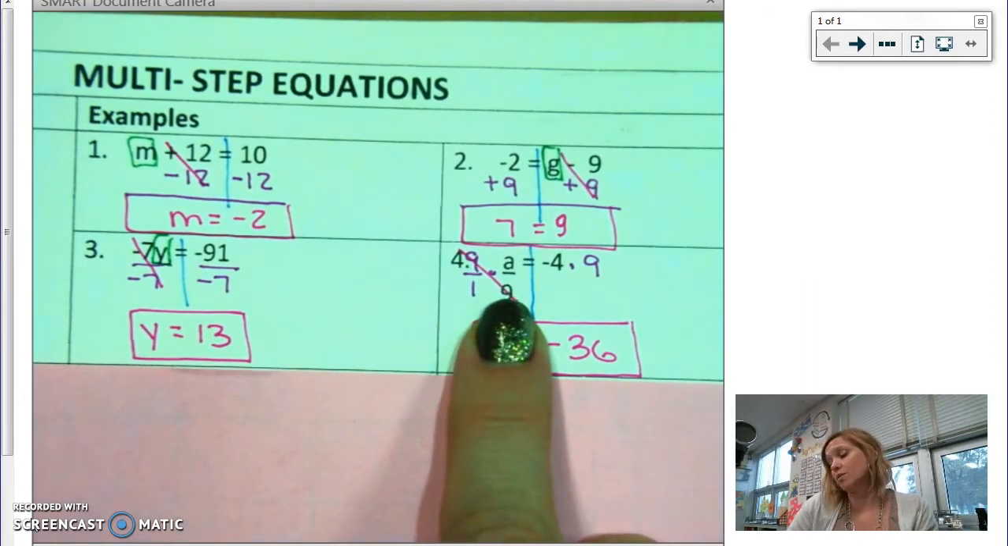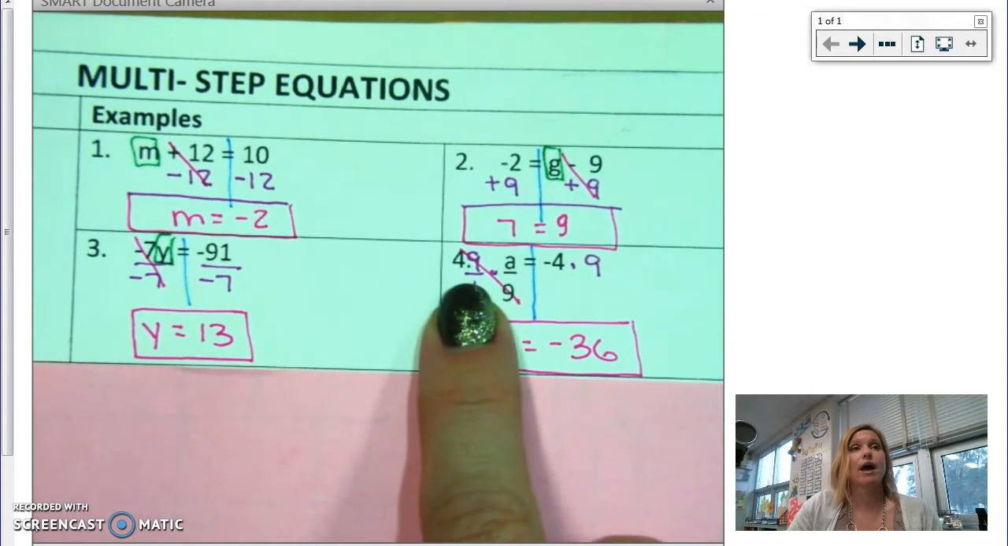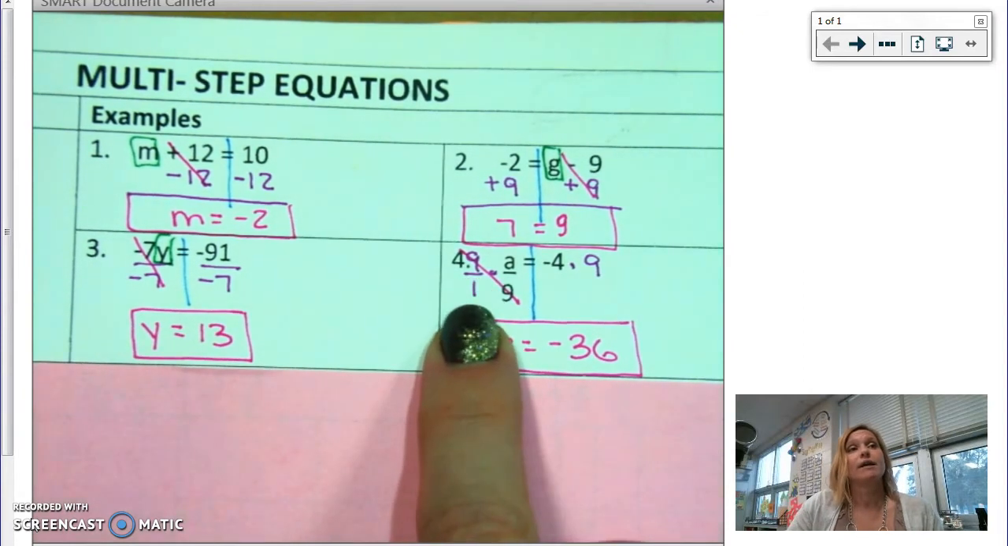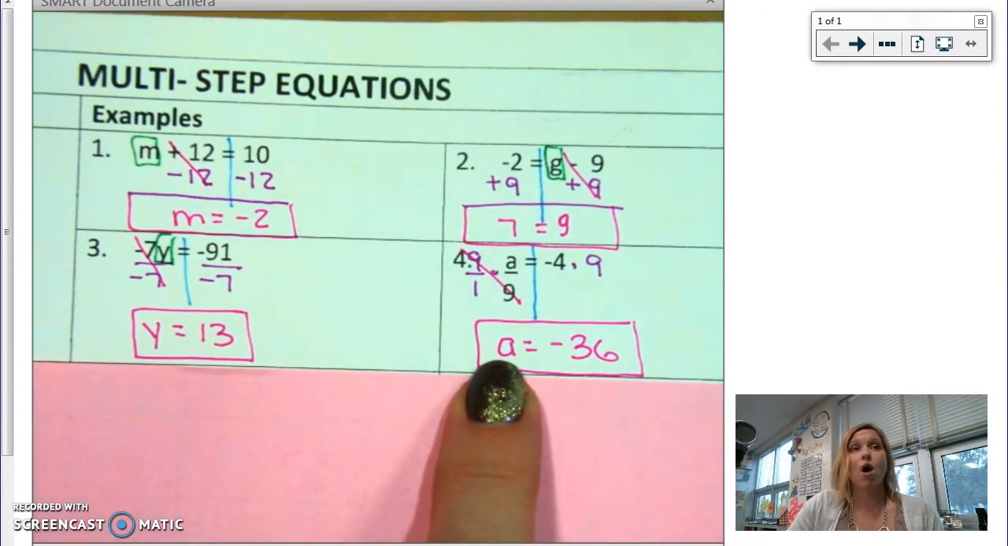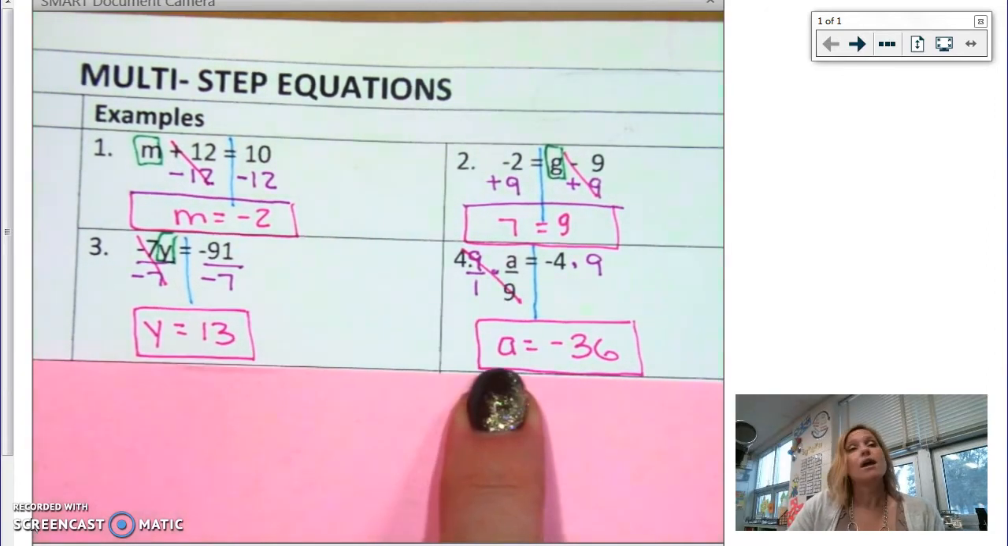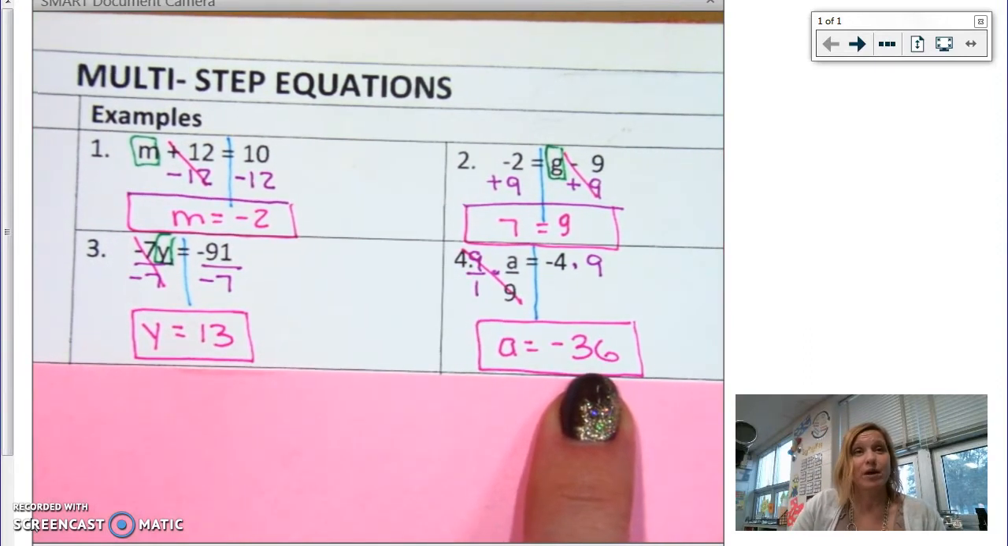Over here we have a division problem, a divided by 9. How do we get rid of division? We multiply. We multiply both sides by 9. In this case, it's 9 over 1. The 9's cancel out. We're left with 1a, and -4 times 9 is -36. If you have any questions at this point, feel free to take a minute and look over these problems before we move on to two-step equations.